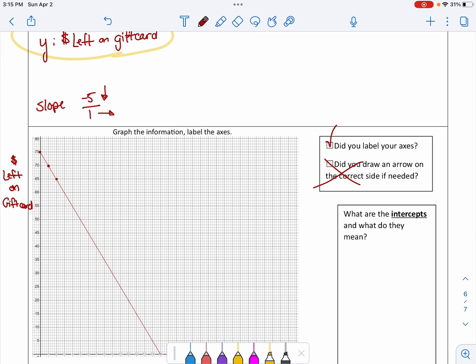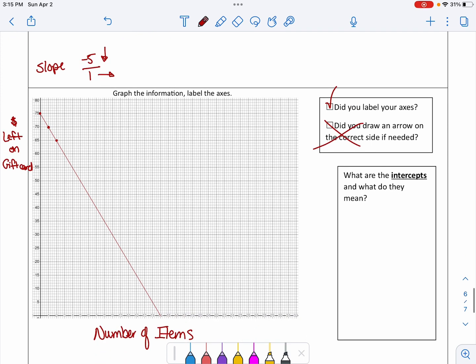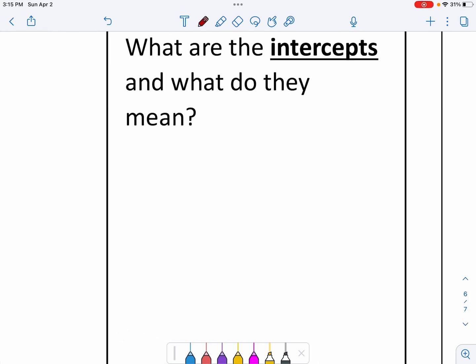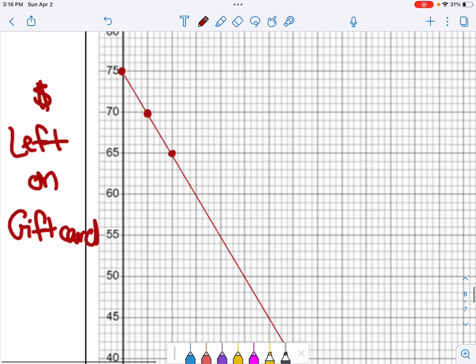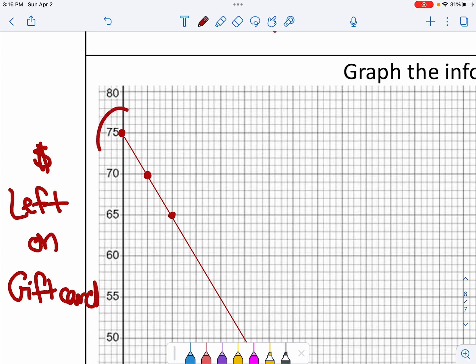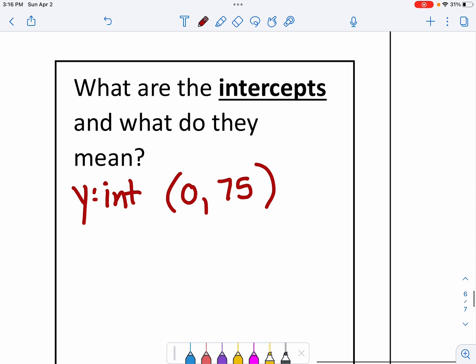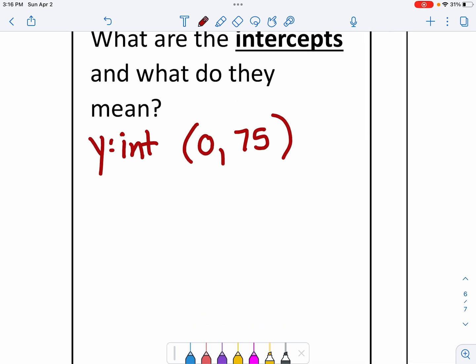Now, what are the intercepts and what do they mean? This is the first time they've been asked this question. X and Y intercept? The Y intercept was the first thing we graphed. It was 75, right? So if we look over here, it was 75. This is the Y intercept. What does that mean? Well, you had the label right over it. It's the amount of money on the gift card, right? So if we bought 0 items, you'd have $75.